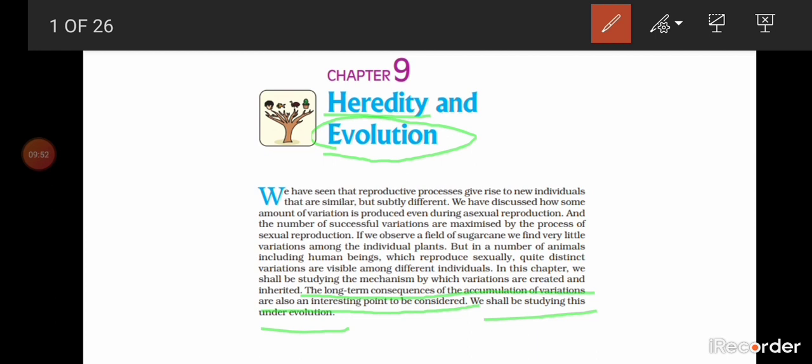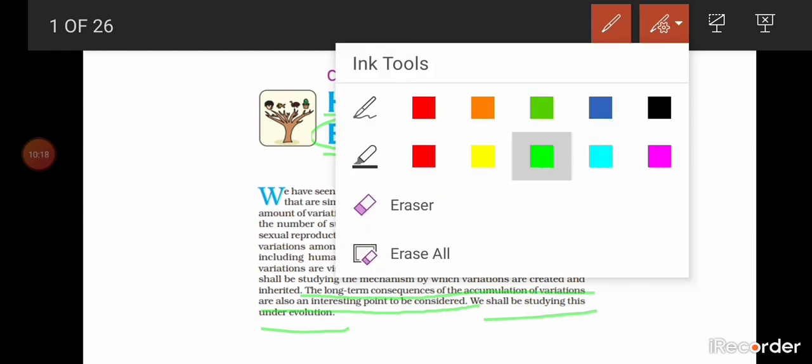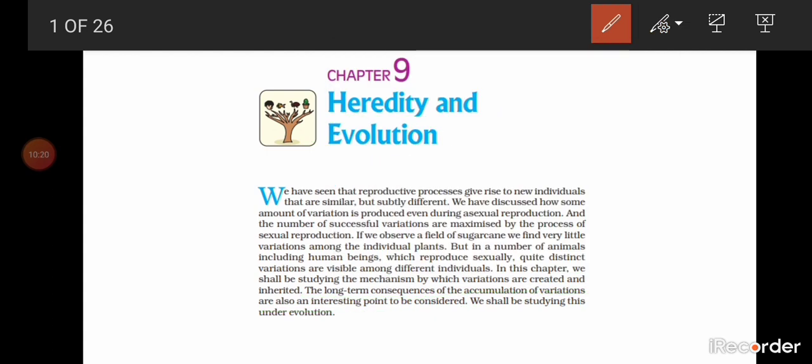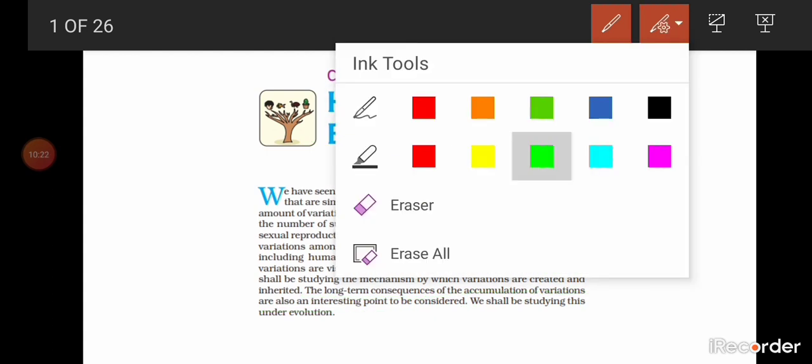Now heredity is clear, variation is slight changes, clear. And what is evolution? If slight changes continue for a long term, and after a long term we get well-developed organisms, this process is called evolution. A process only we'll call evolution. Now three terms are clear, children: heredity, evolution and variation. Now look at the slide. We'll see once again the main point. We'll use blue color.